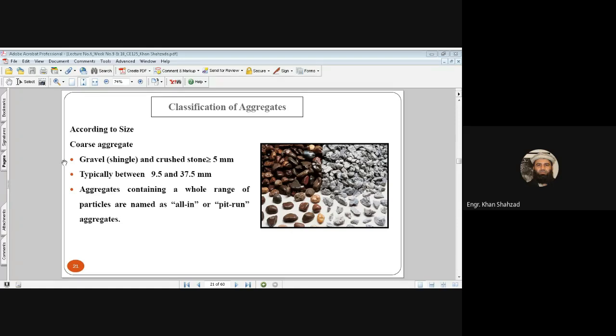Okay. So gravel or shingle, this is also called shingle or gravel, and crushed stones have a size greater than or equal to 5 millimeter, typically between 9.5 and 37.5 millimeter. Aggregates containing a whole range of particles are named as all-in or pit-run aggregates or well-graded aggregates.